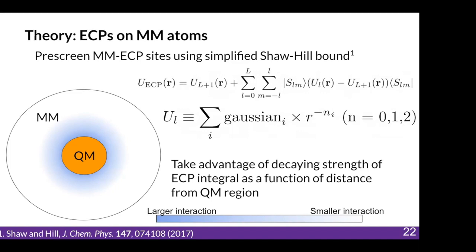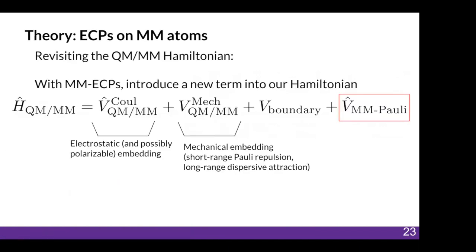So this becomes a practical tool for dynamics, because we're only ever putting ECPs on those atoms that have a non-negligible contribution to the effect of applying Pauli repulsion to our QM densities. Now, another problem comes when I write our new QM/MM Hamiltonian, again reintroducing electrostatic and mechanical embedding, the boundary potential that came from flexible, and a new term that comes from the ECPs. This is the Pauli repulsion that comes from the environment.